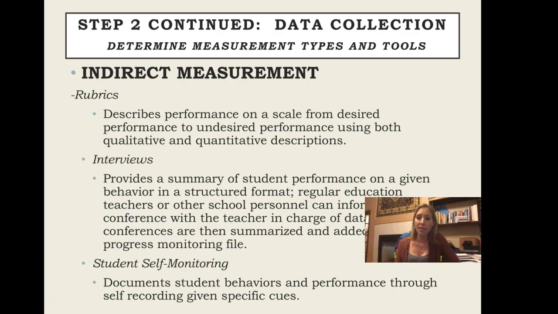Indirect measurements are different in that they're not as valid and reliable, but they're also quality, and they can be very helpful. One might include rubrics, and you're going to learn a lot about that this week. That's when we're looking at performance on a scale from advanced all the way down to poor, not proficient. You might have qualitative and quantitative connotations in there. Then there are interviews. You might interview students, teachers, or family members. There are a lot of different people you could interview. And then there's student self-monitoring, where you have the student document their own behaviors and performance through self-recording or any specific cues you might give them. There are some examples of student self-monitoring and student data collection in our unit this week.